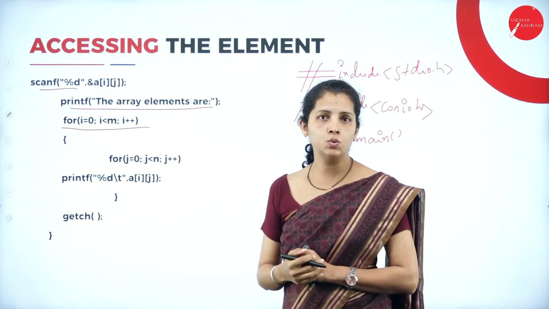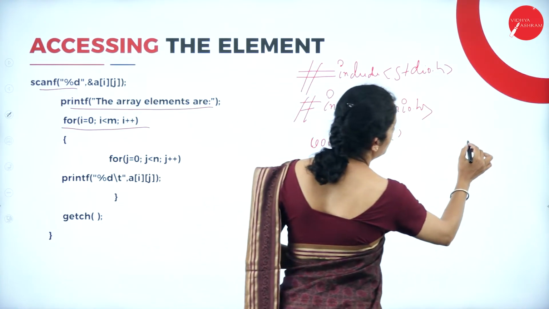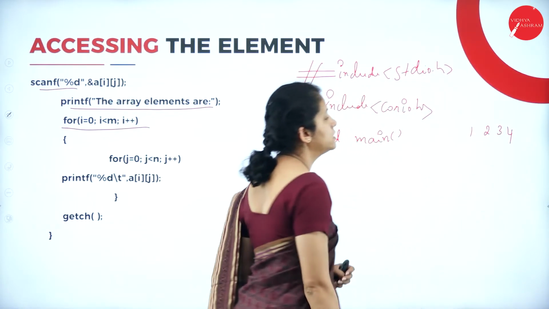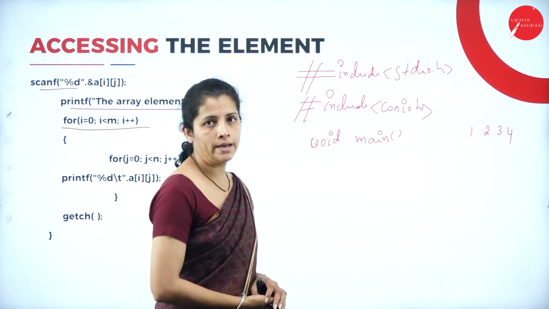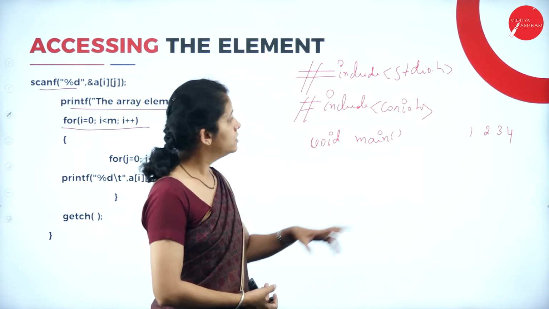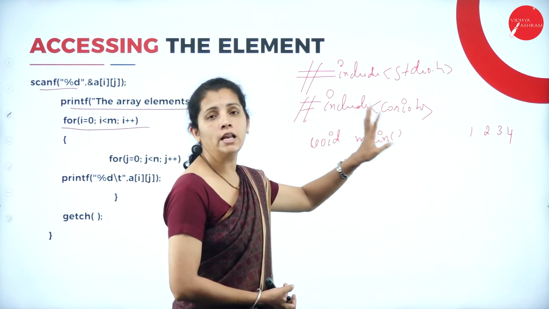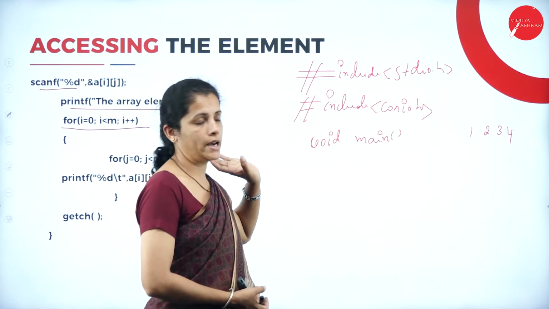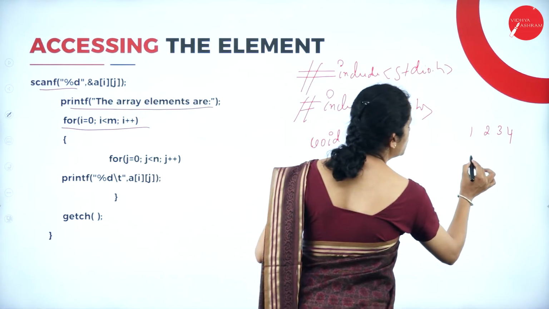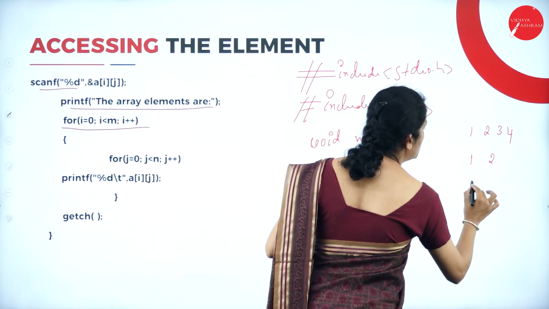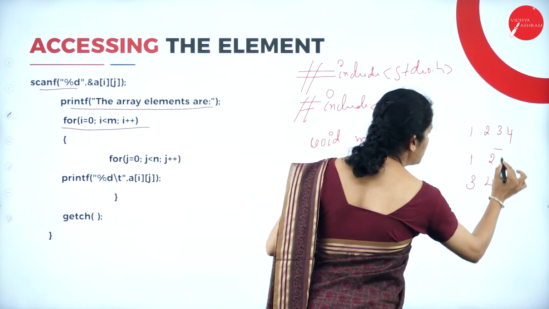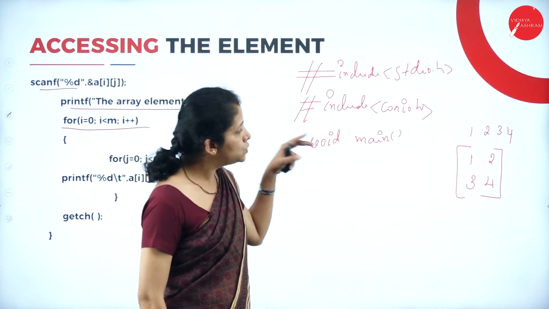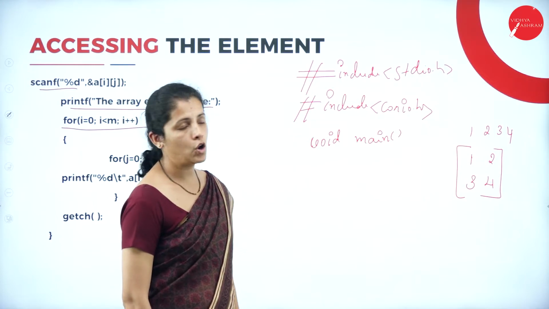Now, dear student, think that I have 4 elements, 1, 2, 3 and 4. Now I want to read 4 elements. How can I read? So here I have 4 elements and I want to represent them in the form of a two-dimensional array. For example, it is a 2 cross 2 matrix: 1, 2 and 3, 4. I want to represent it in the form of a matrix. So I have 2 rows and 2 columns.